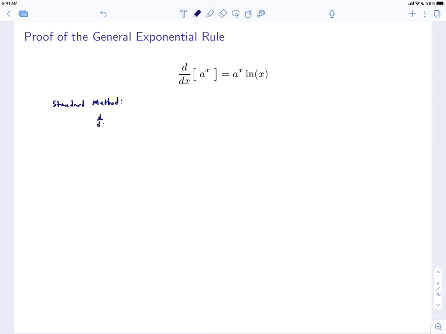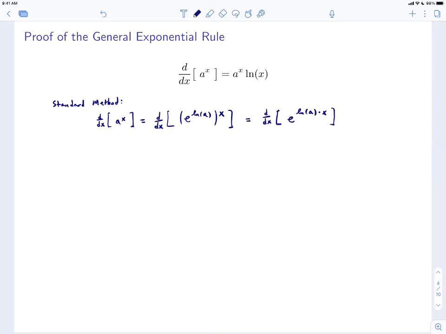The derivative with respect to x of a to the x, well, we start by rewriting a. We're going to rewrite a as e to the ln of a. This is just using the cancellation laws, because e is the inverse of ln, so these would cancel out and just give you a. But now we have e to the ln of a raised to the x. So if you have an exponential raised to an exponent, you multiply the exponents together, and so you'll have the derivative with respect to x of e raised to the ln of a times x.